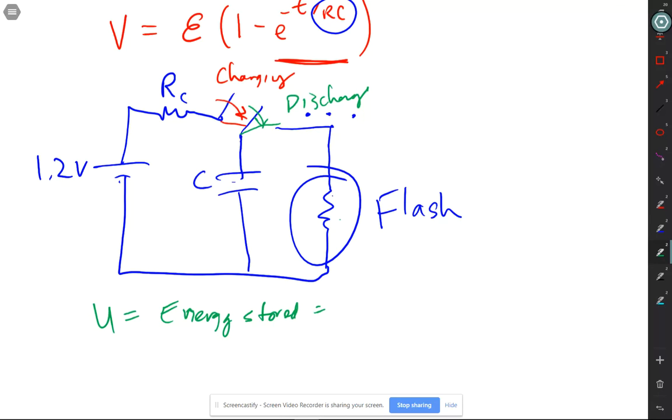What's the equation for the energy stored in a capacitor? Not remembering? It's 1/2 capacitance times voltage squared. Well, that voltage squared is only 1.44, right? 1.2 squared is 1.44. So the voltage squared part is pretty small. So what do I have to do with the C part to have a reasonable amount of energy stored?